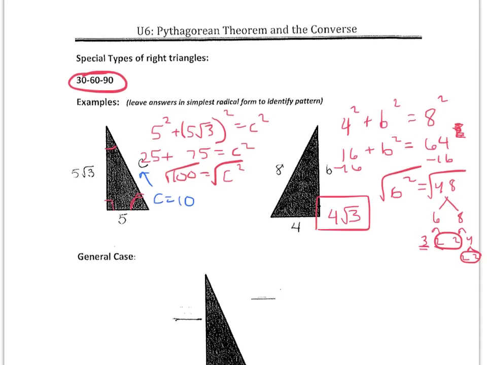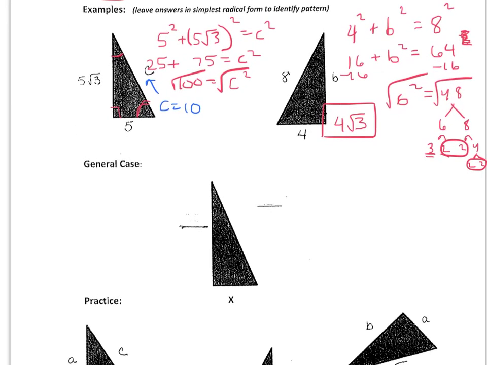Again, let's look for some patterns. I see a short side of 5 and a hypotenuse of 10. A short side of 4, a hypotenuse of 8. A short side of x, a hypotenuse of, double it, 2x. Then try to find that long side. A short side of 5, a long side of 5 square root of 3. Short side 4, long side 4 square root of 3. Short side x, long side x square root of 3. So every time you know the short side, you can multiply by square root of 3 to get the long side, or multiply by 2 to get the hypotenuse.